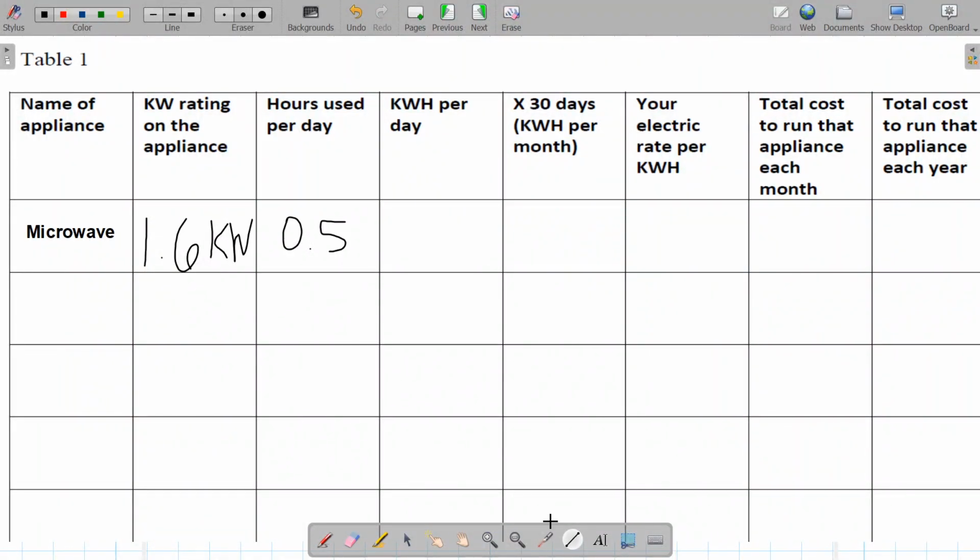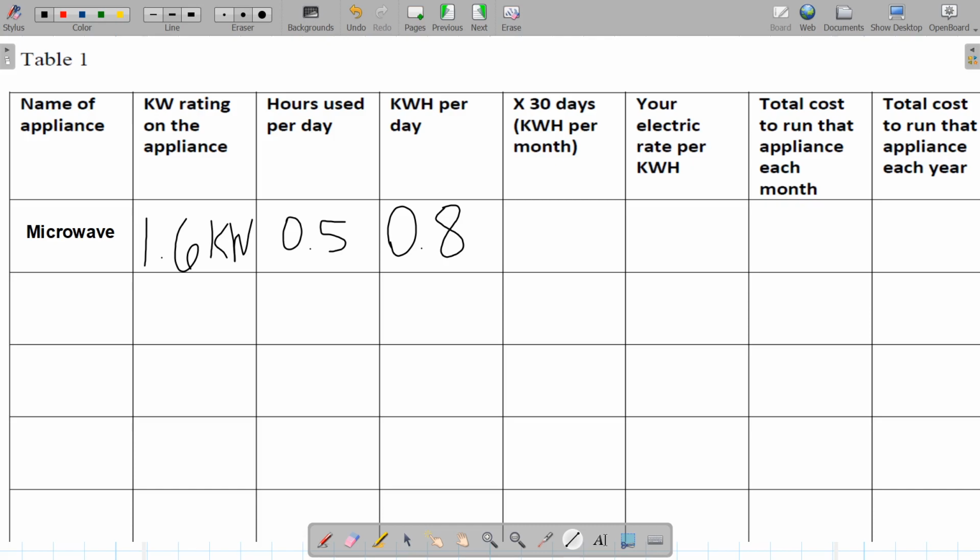So if I wanted to know the total energy that is used from the microwave for that day, all I would do is take these two numbers and multiply them by one another. So 1.6 times 0.5 gives me 0.8. So in other words, that's the total amount of energy that I used every day for my microwave being on.